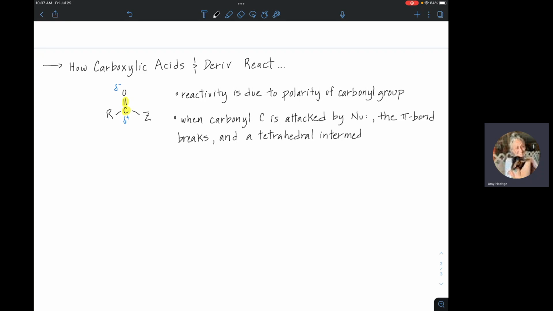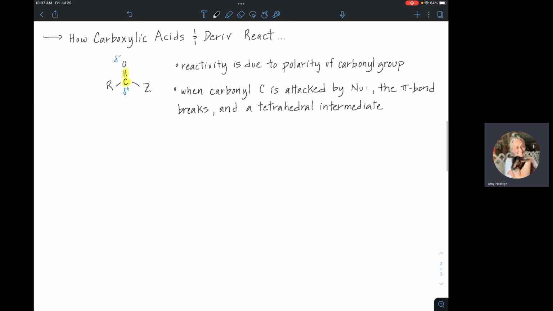There'll be a pattern to this reactivity too that you'll notice time and again. I'll outline it just maybe once when we get into reacting these things, and then you'll notice the same pattern happens over and over. We attack the carbonyl carbon, electron density is put up onto the oxygen. When you break the pi bond, a tetrahedral intermediate is formed.